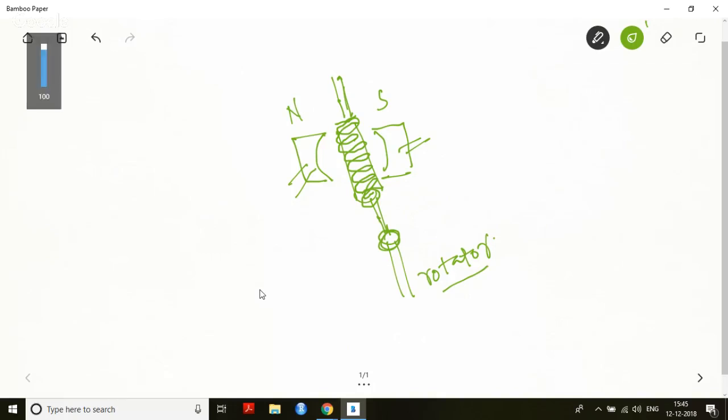Okay, so what will happen is, I cannot rotate this permanent magnet. They are very heavy, and rotating it is very difficult. What I can rotate is this core on which this coil has been wrapped. So how do you rotate this coil?